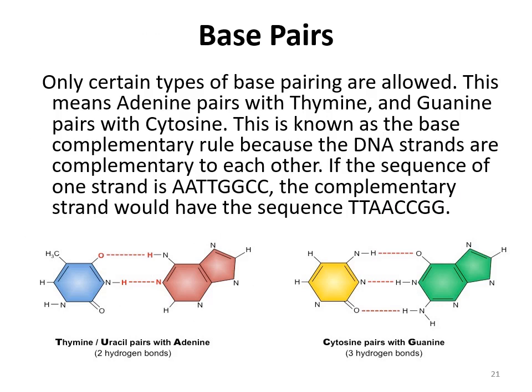Only certain types of base pairing are allowed. This means adenine pairs with thymine and guanine pairs with cytosine. This is known as the base complementary rule because the DNA strands are complementary to each other.